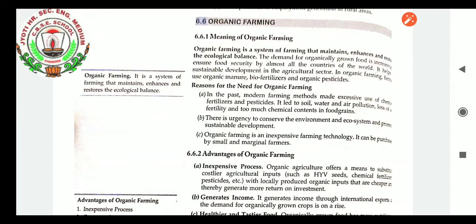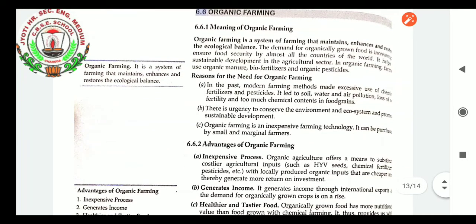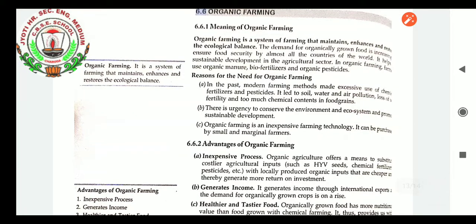Organic farming, student, what? Nowadays every product is telling that it is using organic products. Organic farming is a system of farming that maintains, enhances and restores the ecological balance. The demand for organically grown food is more nowadays. Every product, if it is the face product, cosmetics and everything, in that organic things is included. What is this organic farming? The natural way of growing the crops and increasing the productivity is known as organic farming. The demand for organically grown food is increasing and ensure food security by almost all the countries of the world.